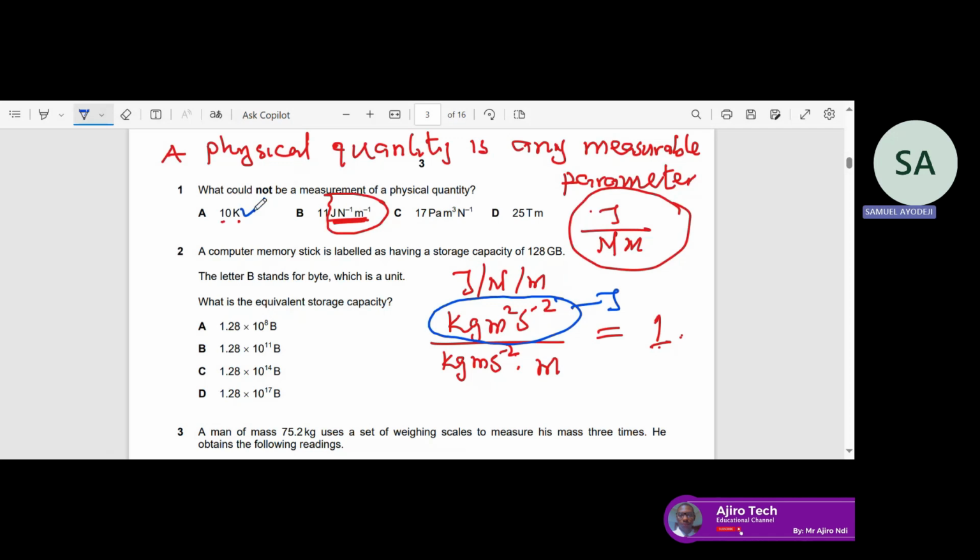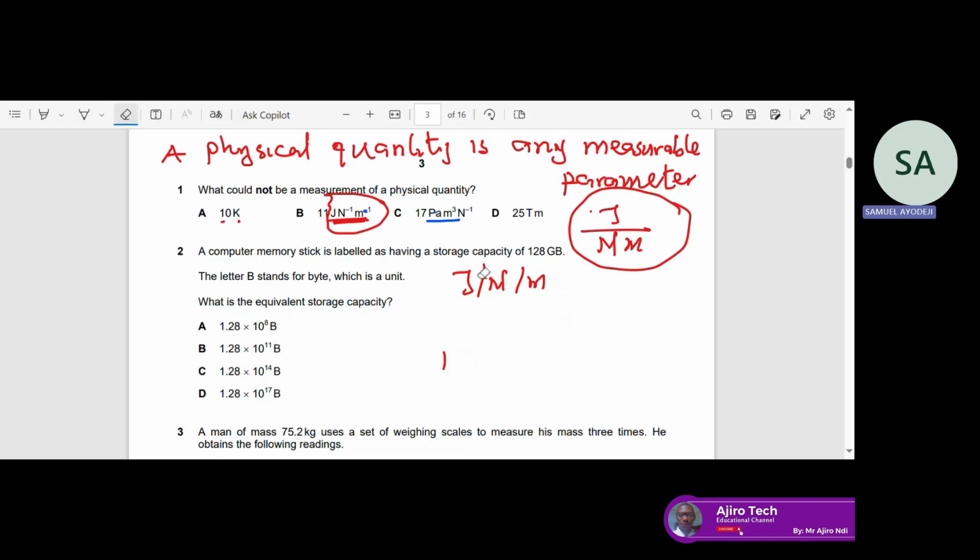So this is a quantity. This one is not a quantity. This is going to be the answer. If you look at this one too, Pascal. Pascal is the unit of what? Pressure. When you do the units, are you going to get something meaningful?